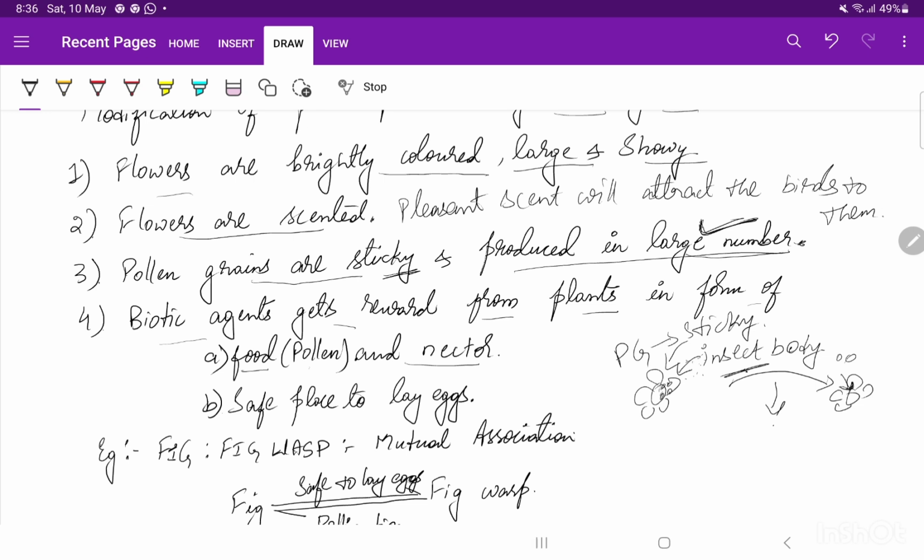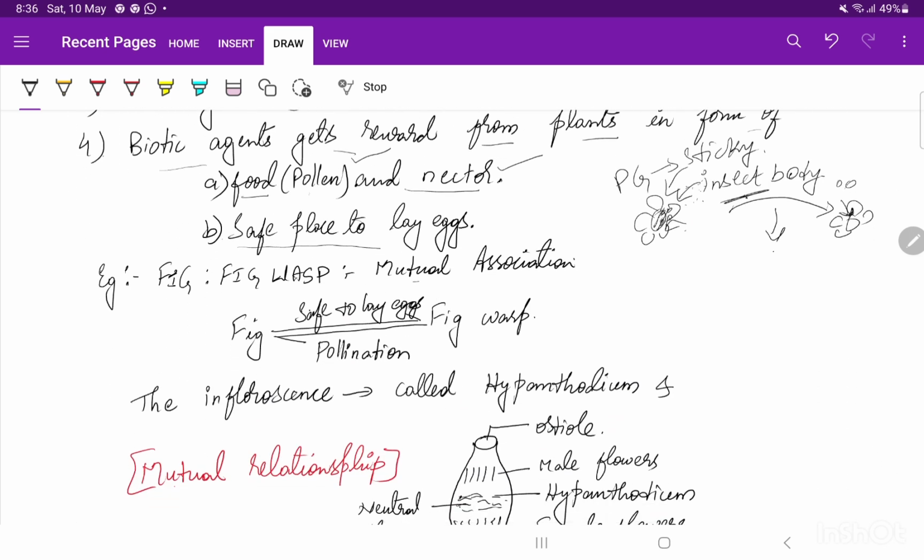Okay, the biotic agents, that is insects or birds which are pollinating the flower, will get nectar and pollen as food, and it is a safe place to lay eggs. Some of the insects will lay eggs in the flower, which is a very safe place for them. For example, there is a mutual association of fig and fig wasp.